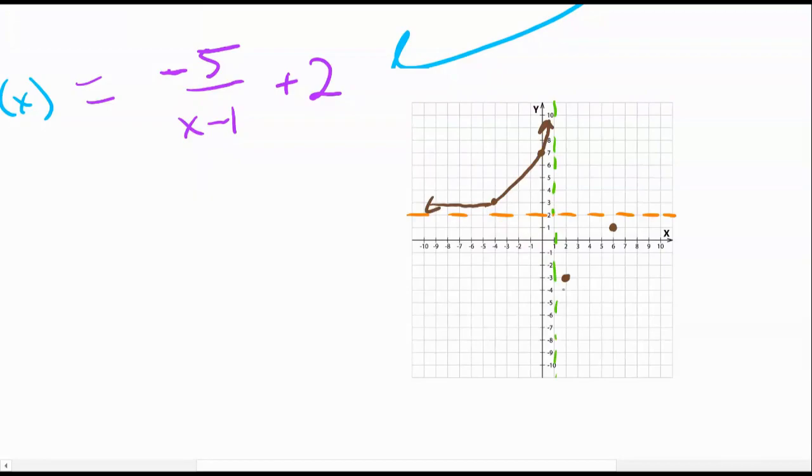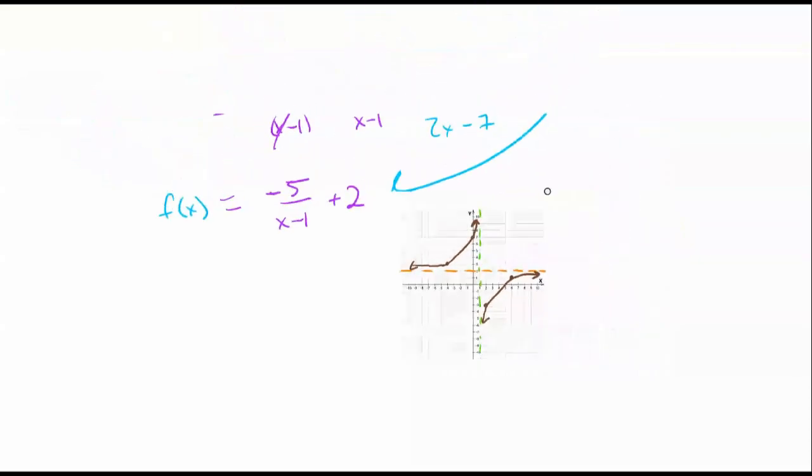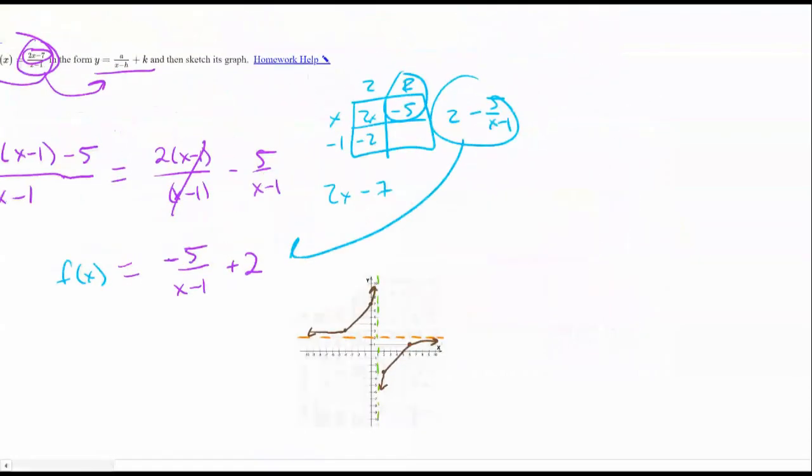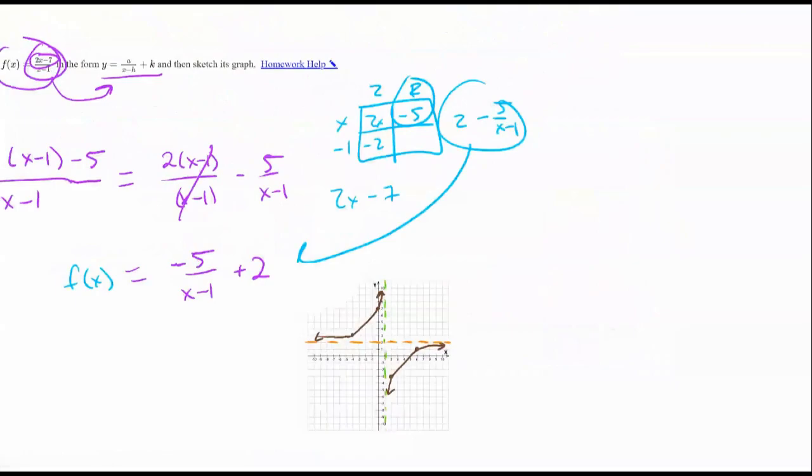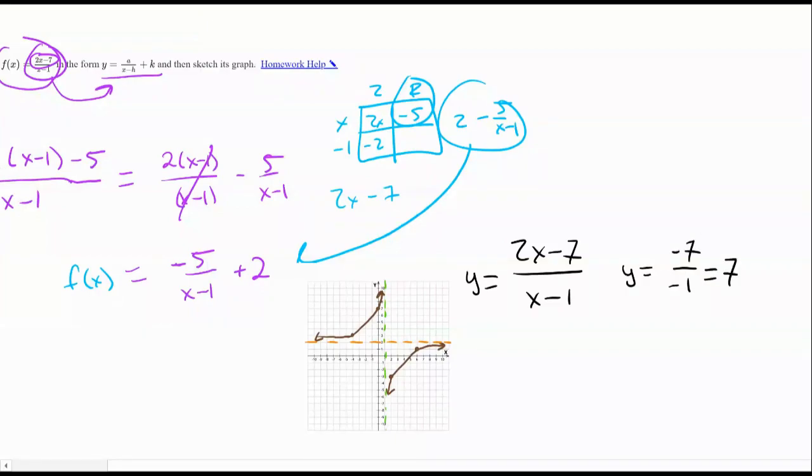It's not necessarily perfect. There may be a situation where I want for sure to have the intercepts. To do that, I can go ahead and plug in 0 values into my original equation. So again, I started with 2x minus 7 over x minus 1. To find my y-intercept, I plug in 0 for x, which gives me just negative 7 over negative 1, which is 7, which I already have plotted right there.